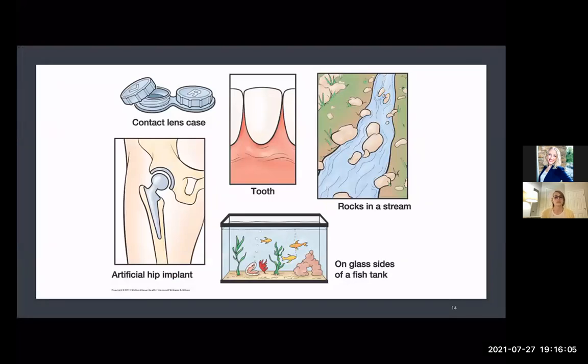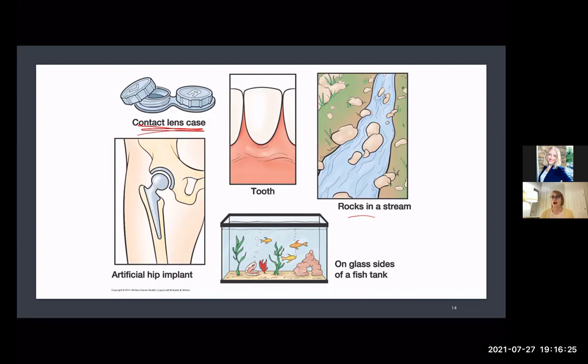So here are some really common places. Like we said, a fish tank, rocks in a stream. Now, the contact lens cases. Do y'all know how many bacteria can form in a contact lens case? It is disgusting. Don't Google it. You'll never want to wear contacts again.